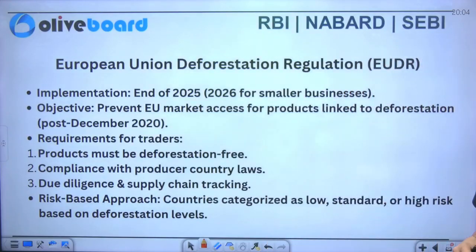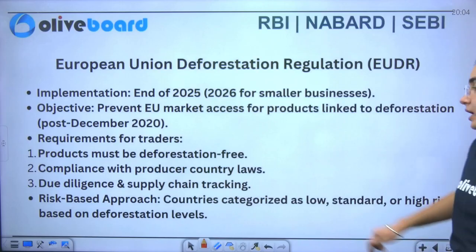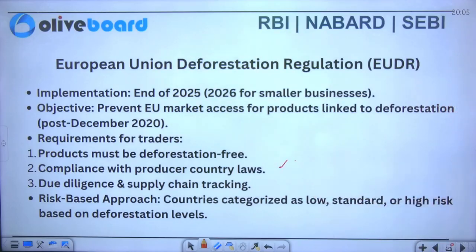Now if I talk about EUDR, the implementation is at the end of 2025. The objective is to prevent EU market access for products linked to deforestation. Now, what are the requirements for traders? The products must be deforestation free, in compliance with the producer country's law, due diligence in supply chain tracking should be there, and similarly a risk-based approach should be there. That will include countries categorized as low, standard or high risk based on deforestation.